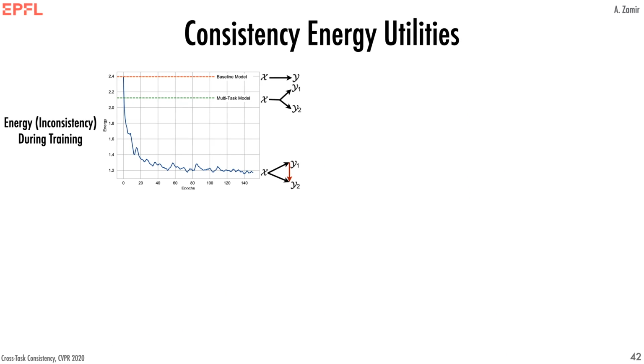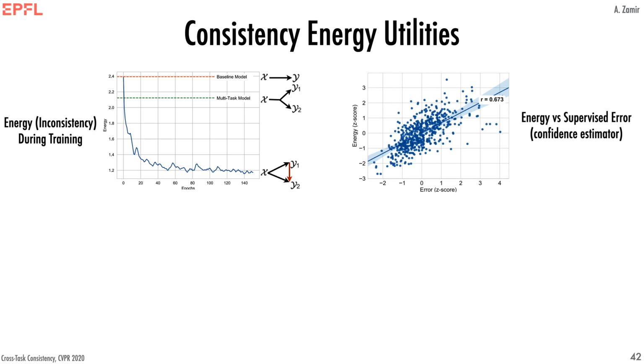And finally, here are some utilities of consistency energy. First, this plot shows energy over the course of training. You can see that energy for cross-task consistency significantly drops throughout the course of training, while that's not the case for baseline independent learning or multitask learning. This is important because it shows that standard multitask learning, just having a shared backbone, is not enough for organically getting cross-task consistent results. You really need to explicitly constrain your model to be cross-task consistent.